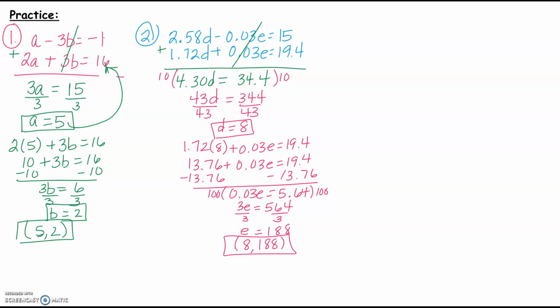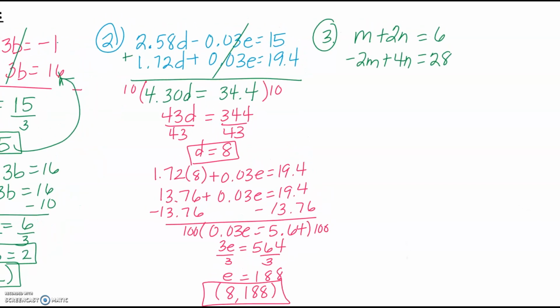So let's look at some that are a little bit different because they don't have the same coefficient or opposite signs to start. So if I have m plus 2n equals 6 and negative 2m plus 4n equals 28, I look at my m's. I do not have the same coefficient, but I do have opposite signs. In my n's, I do not have the same coefficient, nor do I have opposite signs. So for me, I'm going to eliminate m. And how do I do that? I have to get the same coefficient.